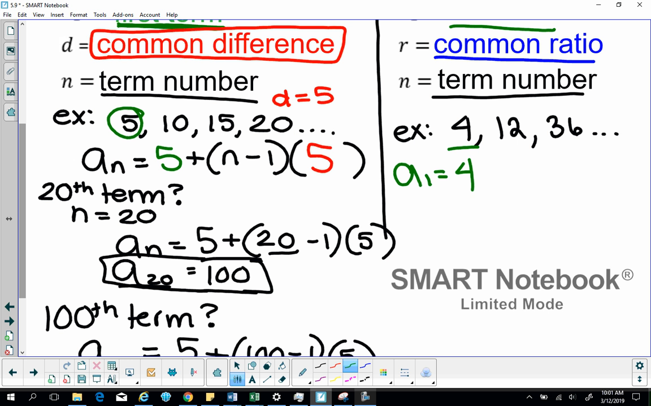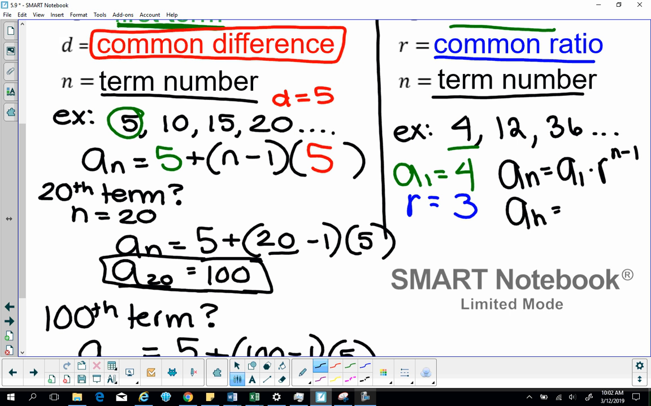What is your R? What are we multiplying by? 3. So now we just write our equation. The original one is A to the n equals A1 times R to the n minus 1. All I'm filling in is the A1 and the R. We said our first term was 4, so I'm going to put 4 right there. What was your R? 3. That's the equation.